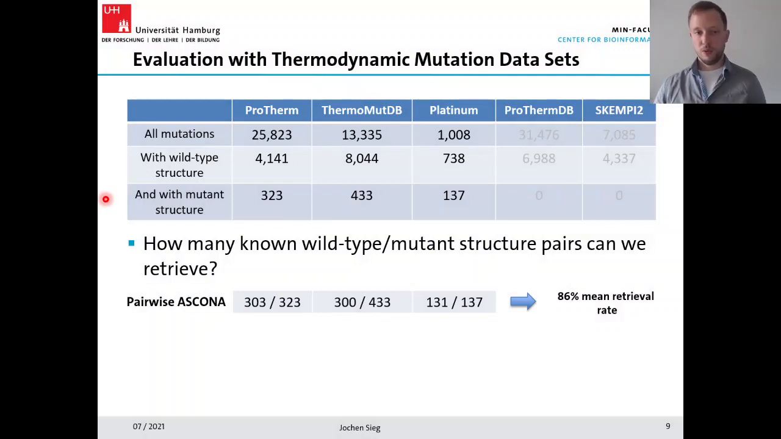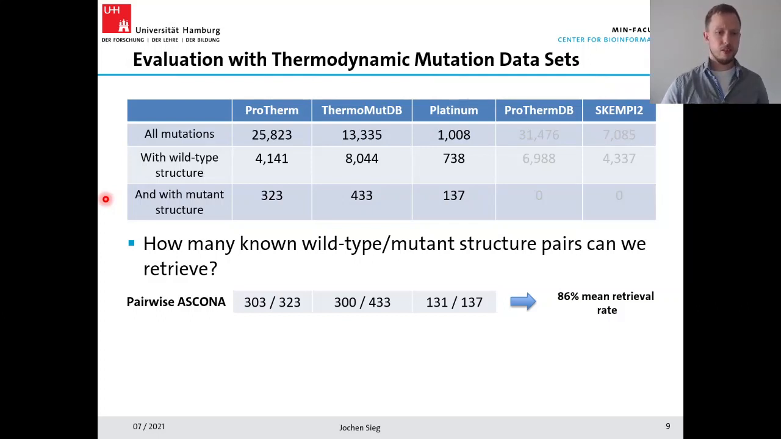What we did first was a baseline experiment using only the Ascona tool, with the protein structure pair of the wild type and the mutant as input. This means we do not yet perform the database search. The only thing that we want to evaluate is whether we can identify the specified mutation in the mutant structure, given the wild-type structure, using the tool.